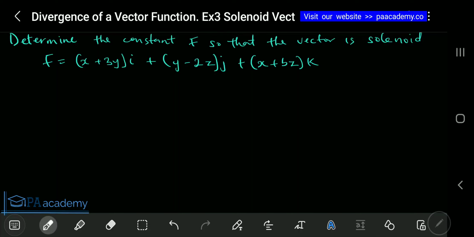So this is the third example we are going to be looking at under divergence of a vector, and another example under solenoid vector. The question says: determine the constant b so that the vector is solenoid. So here is a function. F is equal to (x + 3y)i + (y - 2z)j + (x + bz)k. This is the function, and we are looking for the value of b considering the fact that this vector is solenoid. Alright, so let's do this.